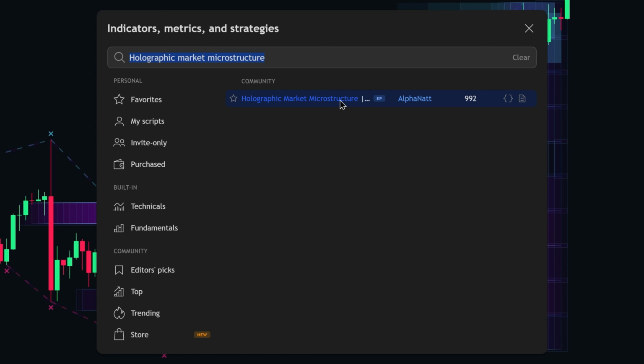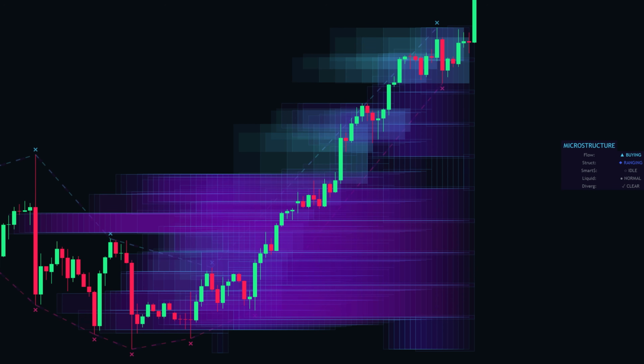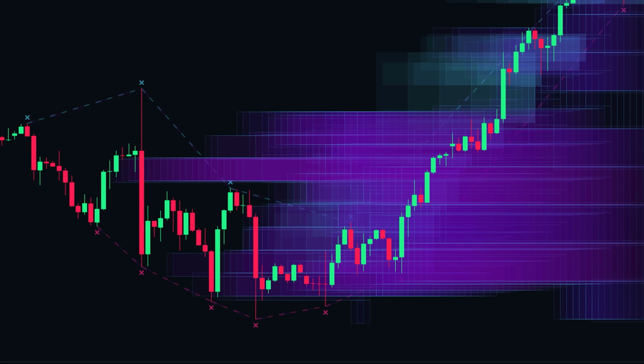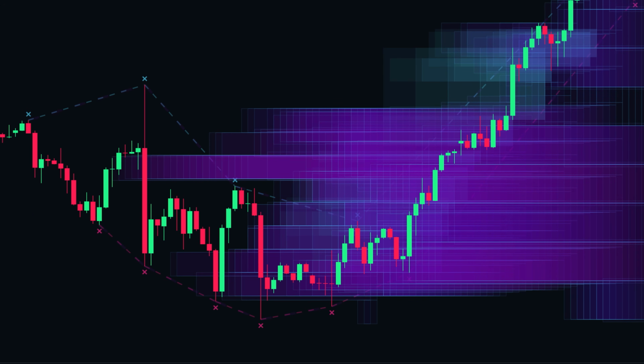Alright, once you load the Holographic Market Microstructure indicator onto your chart, here are the key elements you'll notice immediately. First, you'll see purple and blue holographic zones surrounding price. The purple zones represent discount areas where buy-side interest usually increases, while the blue zones mark premium areas where sell-side pressure typically builds. You'll also notice the X markers around major highs and lows.